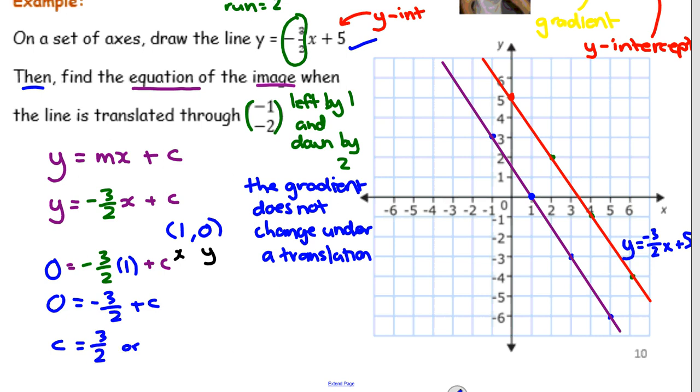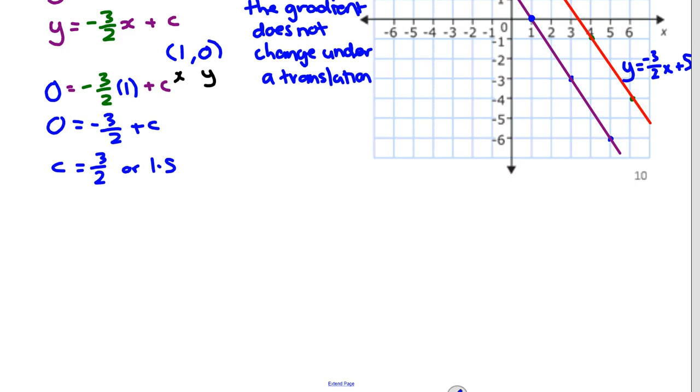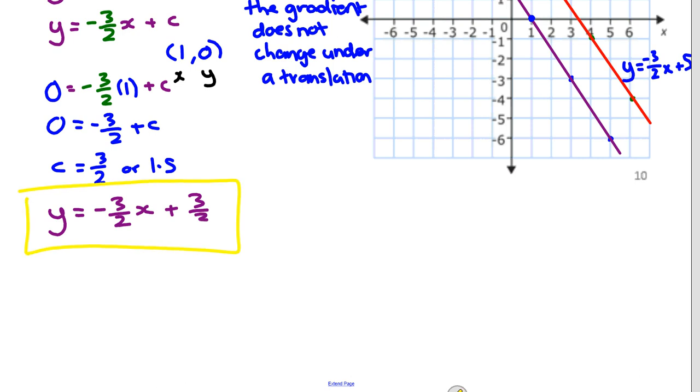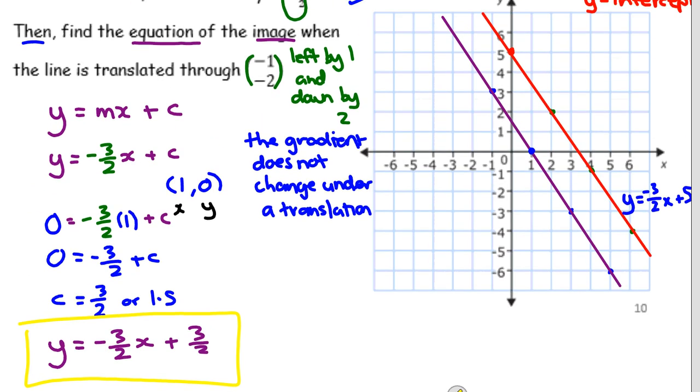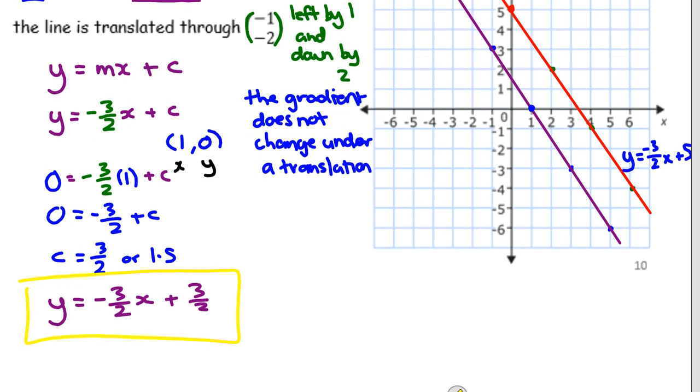So let's write our final equation. It's y equals -3/2x, same gradient, plus 3/2. And have a look at your diagram. Does it make sense? The y-intercept is at about 1.5. So it's always good to double check. You might have come up with -1.5 by mistake, and then by looking at the image line, the purple line, you would realize something was wrong.